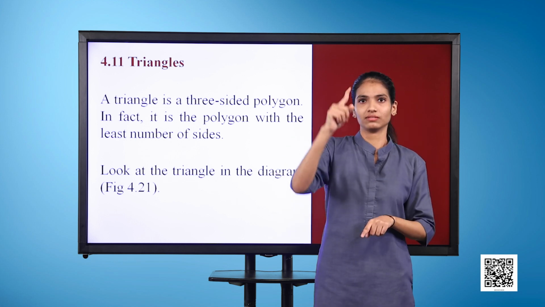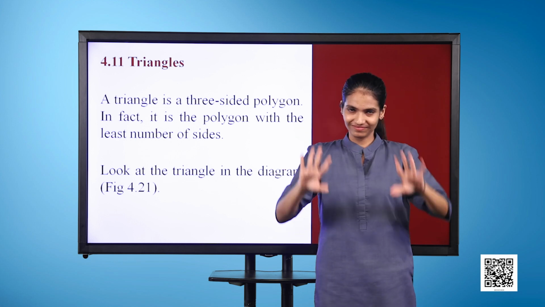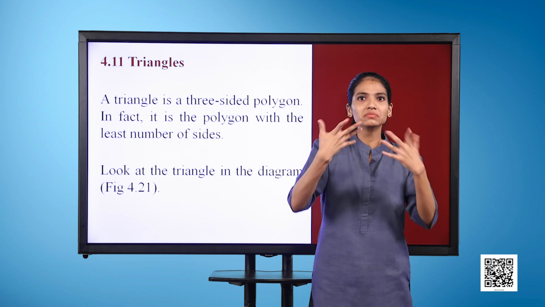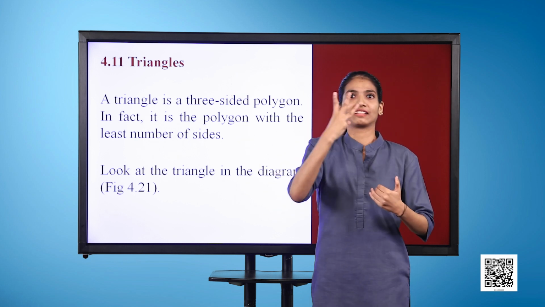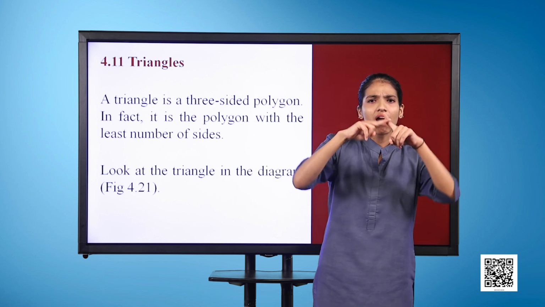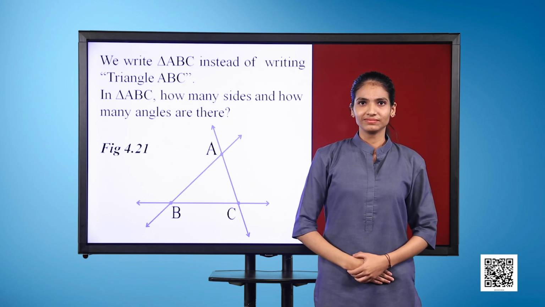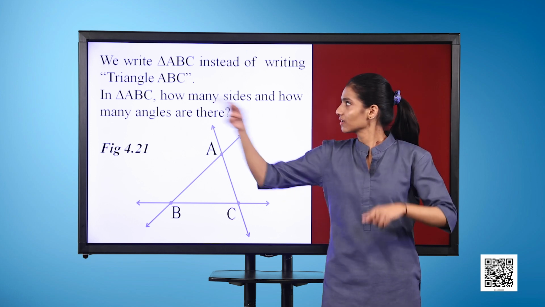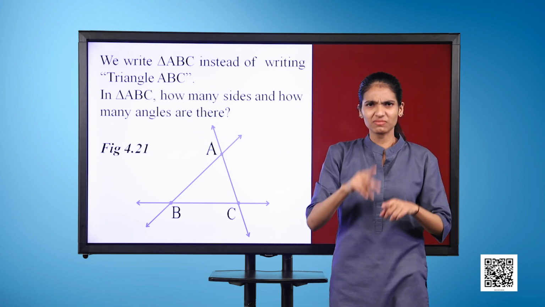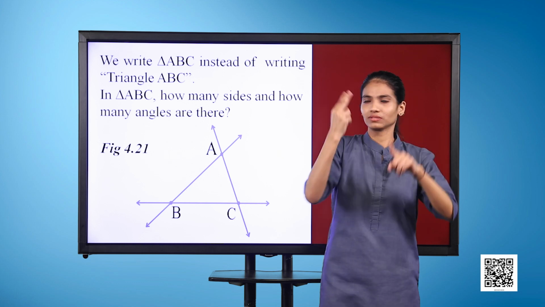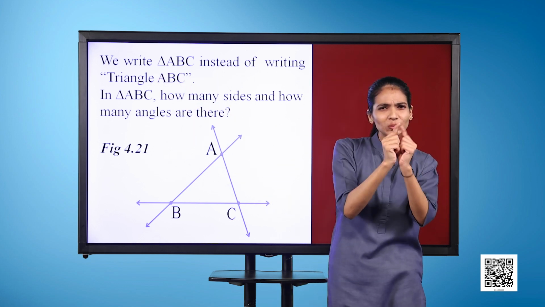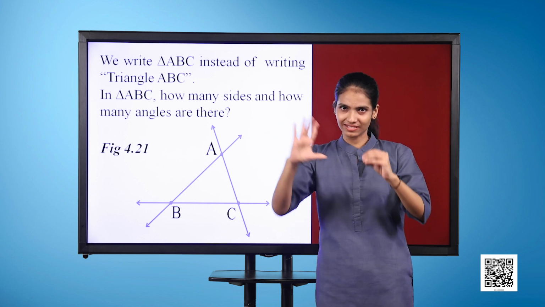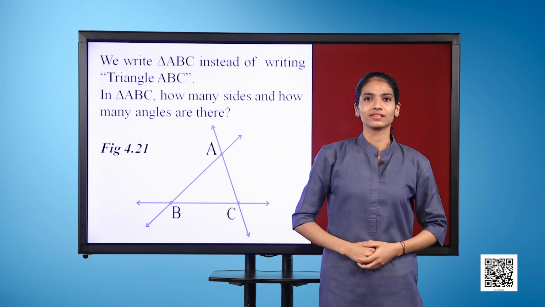A triangle is a three-sided polygon. In fact, it is the polygon with the least number of sides. Look at the triangle in the diagram, figure 4.21. We write triangle sign ABC instead of writing triangle ABC. In triangle ABC, how many sides and how many angles are there?